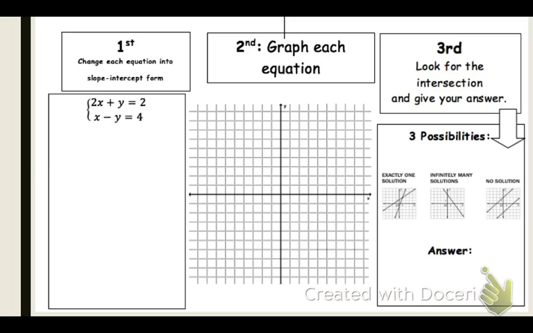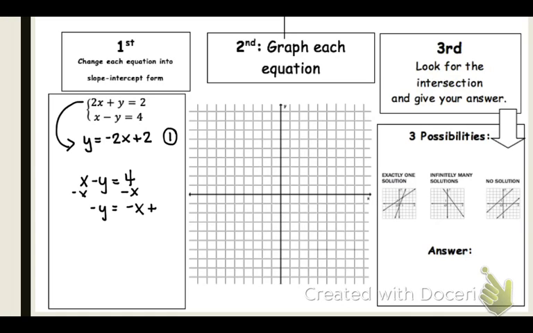In order to determine the solution to a system by graphing, you're going to have to graph your given lines. So what I suggest you do is you convert each line to slope-intercept form. So I'm going to subtract 2x from both sides, which results in y equals negative 2x plus 2 for my first line. My second line, I'm just going to recopy the original equation here. I'm going to subtract x from each side, which gives me negative y equals negative x plus 4.